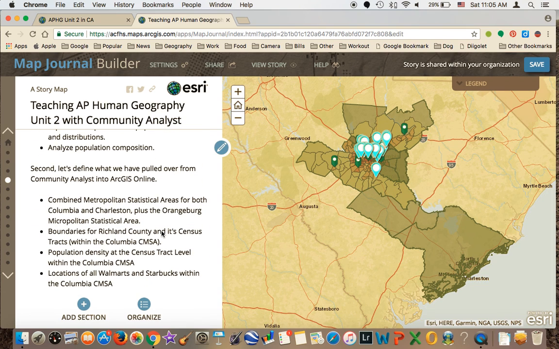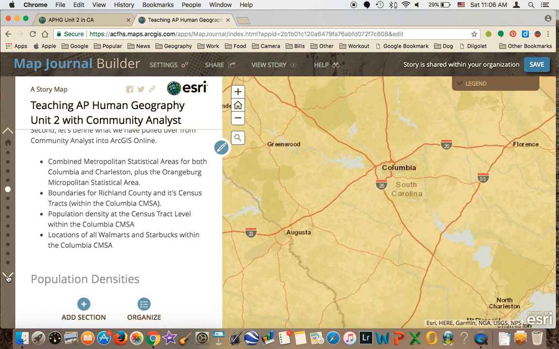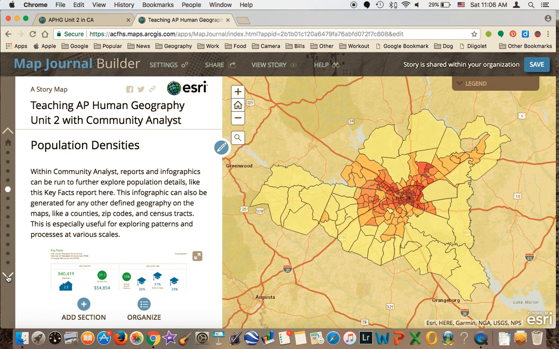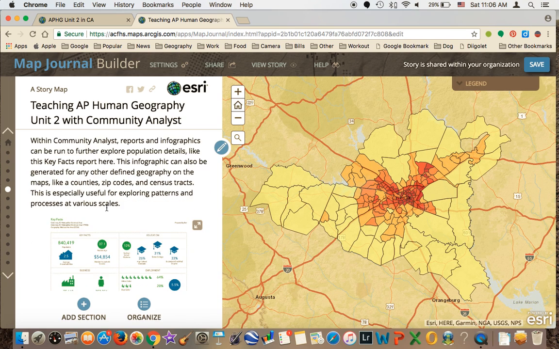We've asked it to show us the following geographies: the combined metropolitan statistical areas for Columbia and Charleston, North Charleston, plus the Orangeburg micropolitan statistical area. So we can look at some hinterland ideas as well. We got some other stuff, including the population densities for the Columbia CMSA. Here, we're viewing the census tract level.